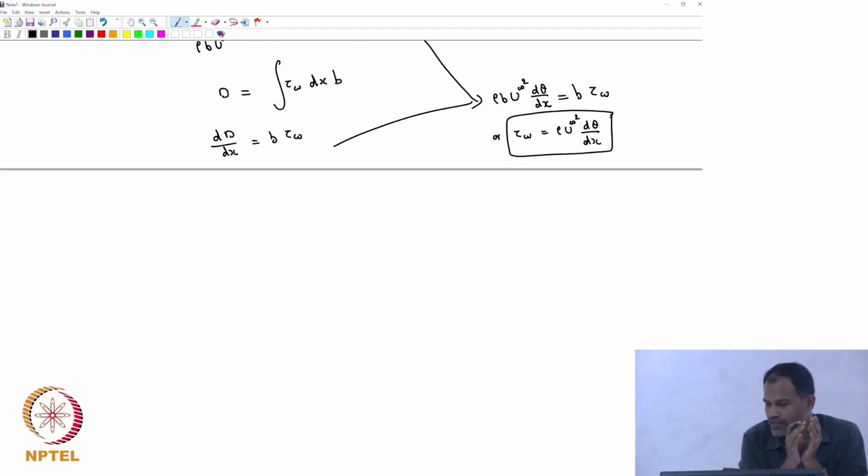Now, so far we have not assumed anything about the flow profile inside the boundary layer. So we have done an integral estimate, and this should be true whether the flow is laminar or turbulent.